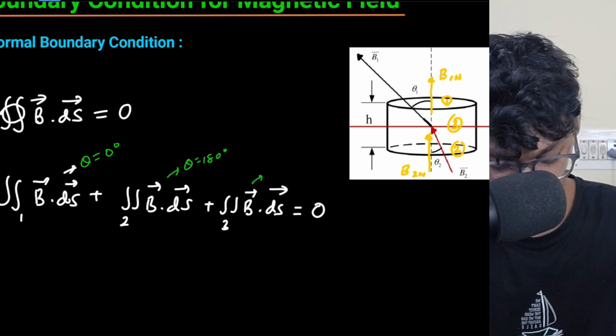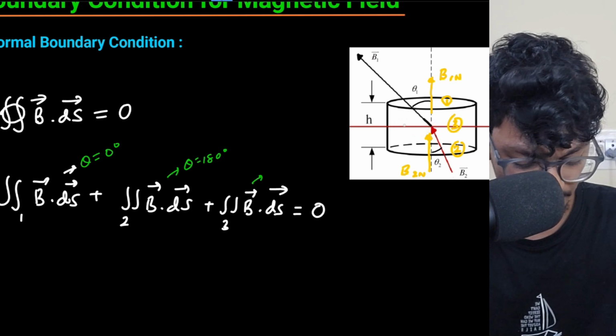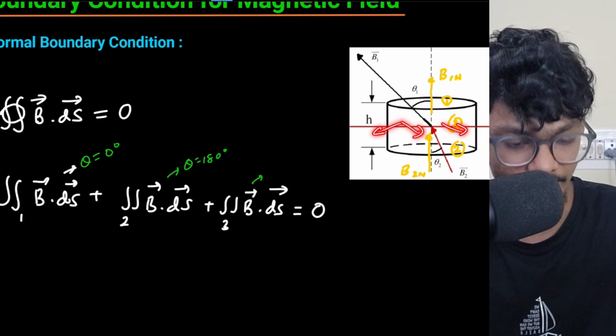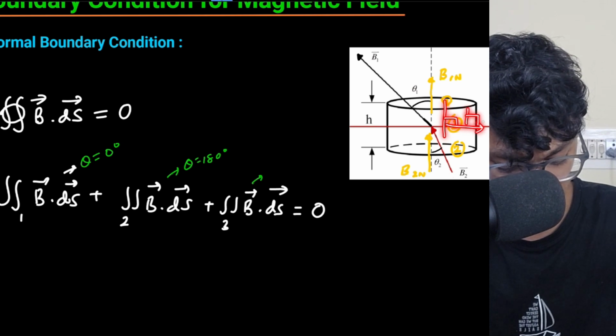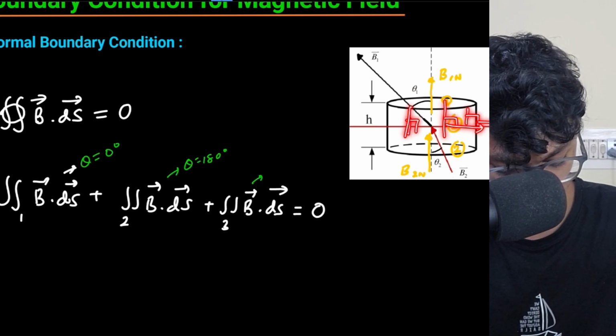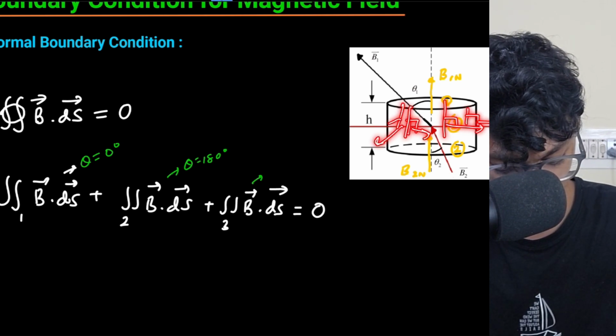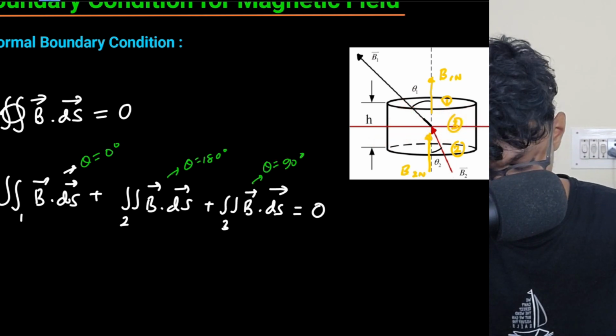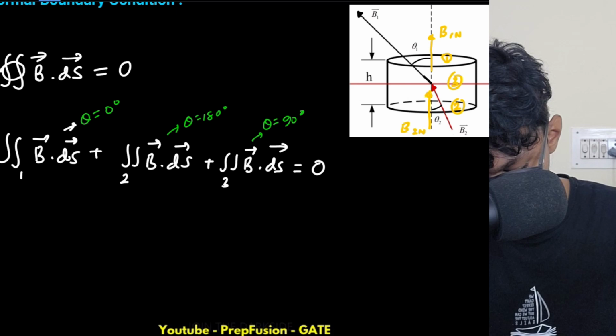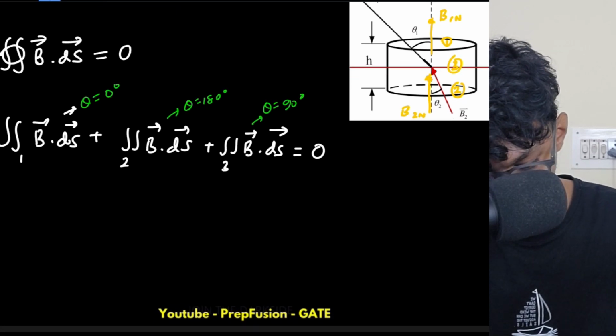Okay, and for the third surface, here my surface vector will be along the a_r cap direction, right? And my magnetic field is always in the normal direction, so it is always perpendicular, right? It is always perpendicular. So obviously here my theta will always be 90 degrees. So I can safely say that this one will become what?